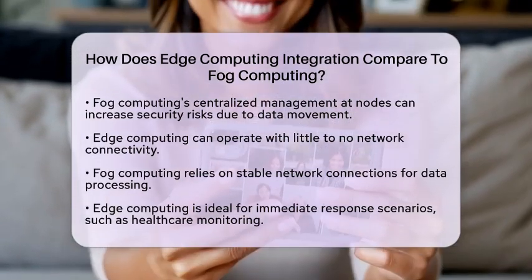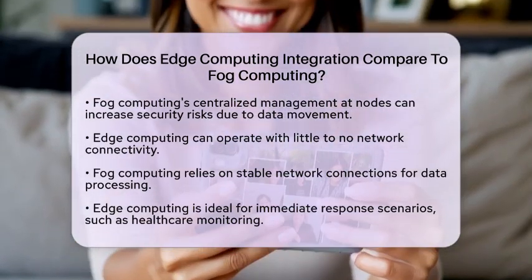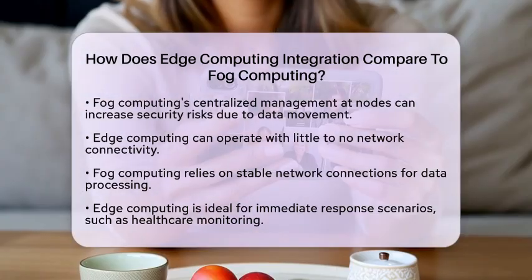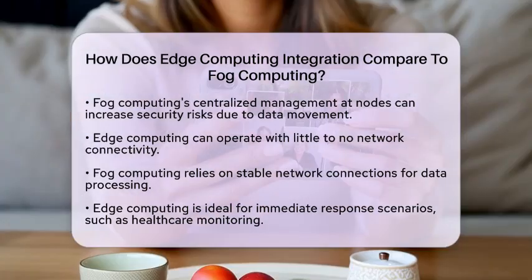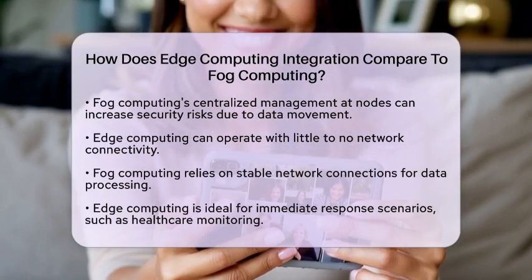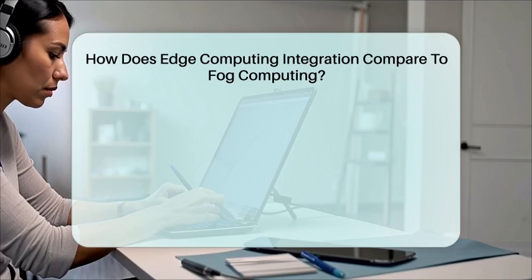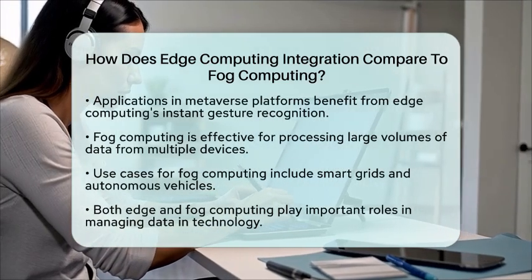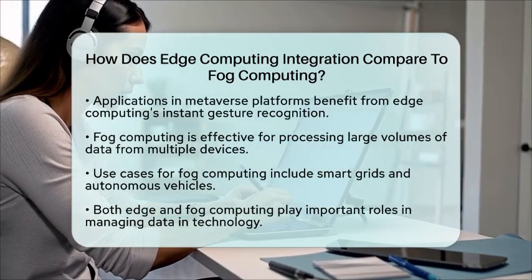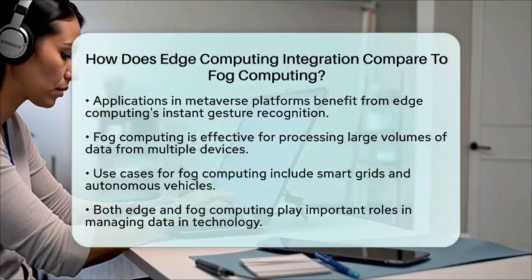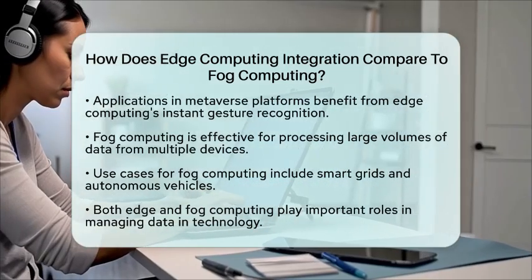Now, let's look at applications. Edge computing is ideal for scenarios that need immediate responses, such as healthcare monitoring or interactive experiences in extended reality. For instance, in a metaverse platform, edge computing allows for instant gesture recognition, making interactions feel seamless. Fog computing shines in situations where large volumes of data from many devices need to be processed. It is often used in smart grids or autonomous vehicles, where intermediate processing can ease the burden on cloud infrastructure.